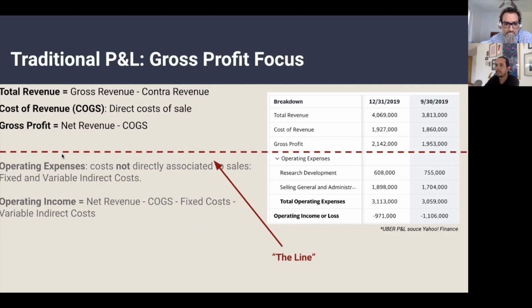And below this line, you can see the operating expenses such as costs not directly associated to the sales, both fixed and variable. And once you subtract the operating expenses from your gross profit, that's where you get to your operating income. Again, this is a traditional P&L, gross profit focus. Most people running a business have seen this.